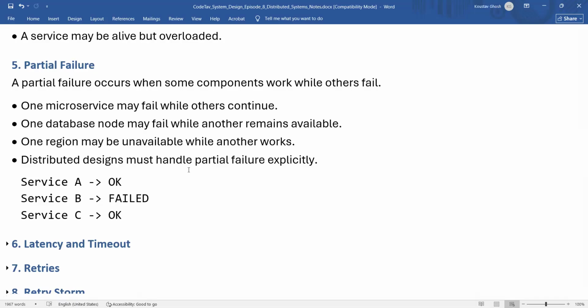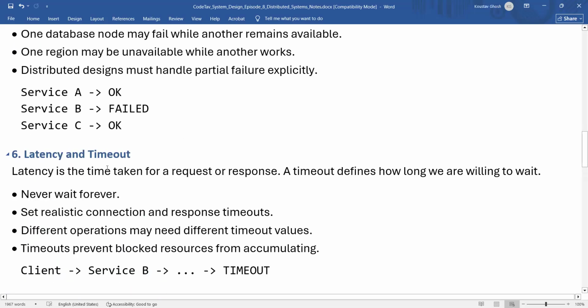For example, maybe we can allow the user to create an order and process payment later, or we can show a temporary error. The important thing is that one failure should not unnecessarily bring down the entire system, right? So next, our concept is latency and timeout.